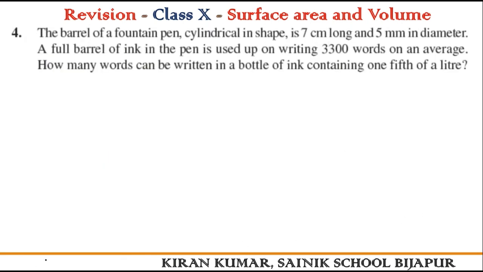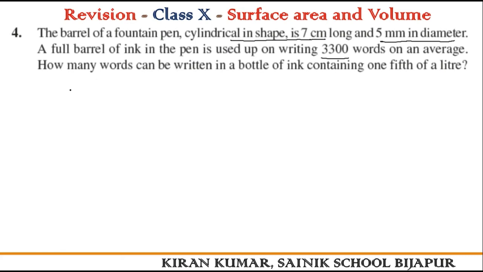Question number 4. The barrel of a fountain pen, cylindrical in shape, is 7 cm long, 5 mm in diameter. A full barrel of ink in the pen is used up for writing 3,300 words on an average. How many words can be written in a bottle of ink containing 1/5 of a liter?